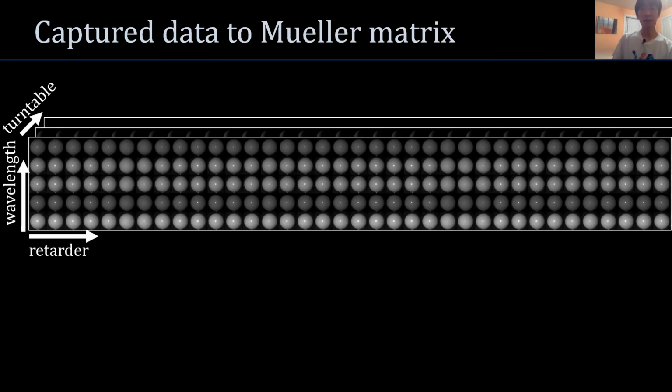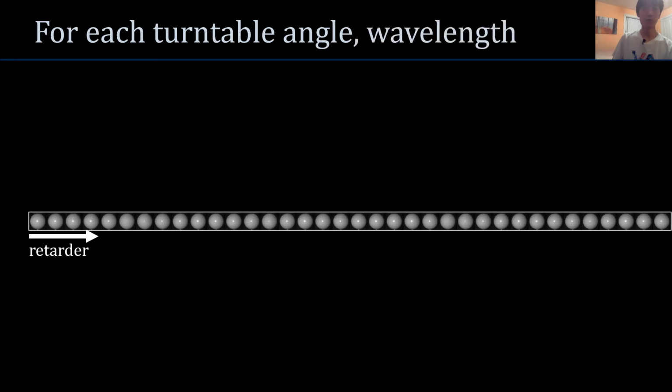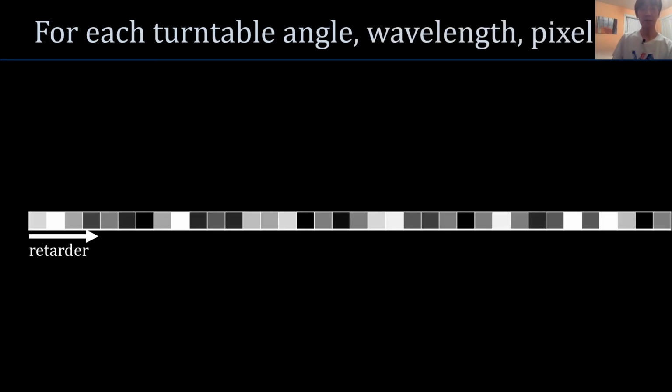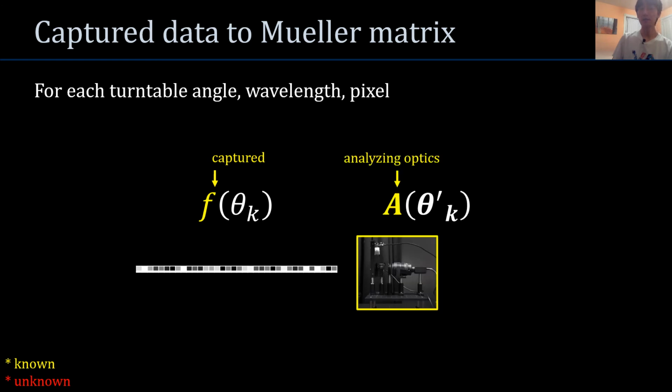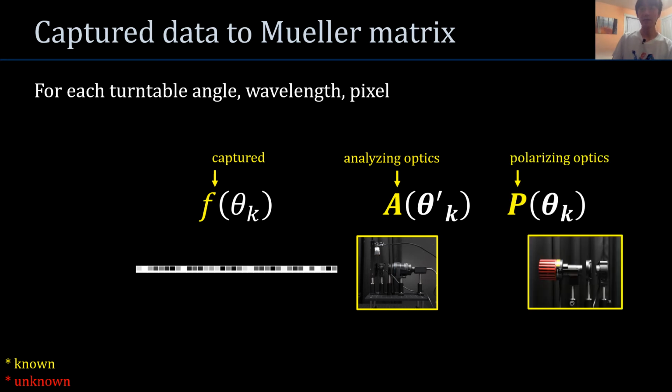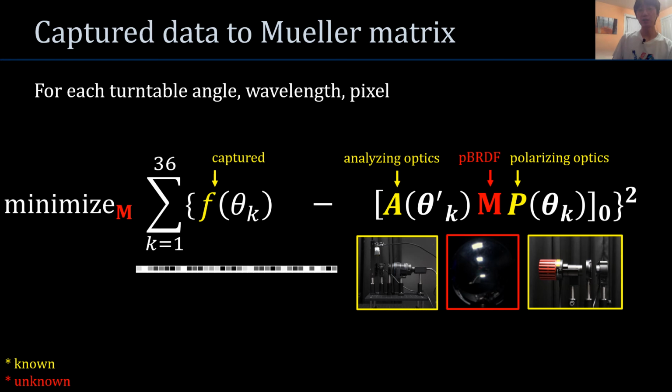From the captured data, we now want to reconstruct the PBRDF. For each turntable angle, wavelength, and pixel, we have an observation vector F with 36 different retarder angles. For each retarder angle, we know the Mueller matrix of the analyzing optics and the Stokes vector of the polarizing optics, and we estimate the material PBRDF M by solving an optimization problem.